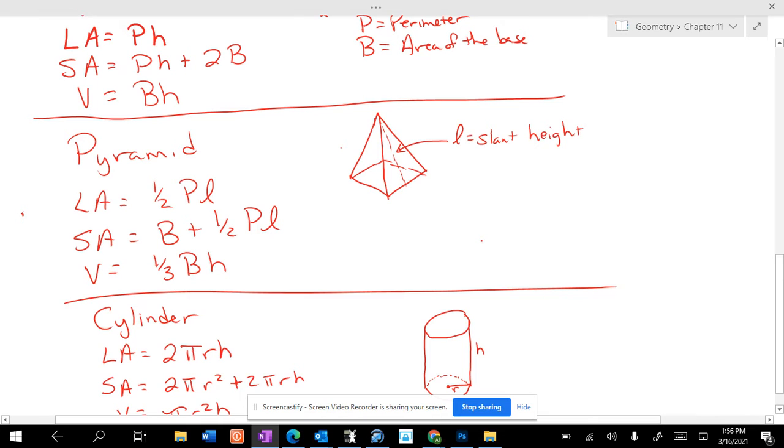And the surface area is the area of the base plus the lateral area, or the area of the base plus 1/2 PL. And the volume, when you get to pointy objects, it's 1/3 the area of the base times the height. So the volume of a prism is the area of the base times the height. A pyramid, since it goes to a point, is 1/3 the area of the base times the height.